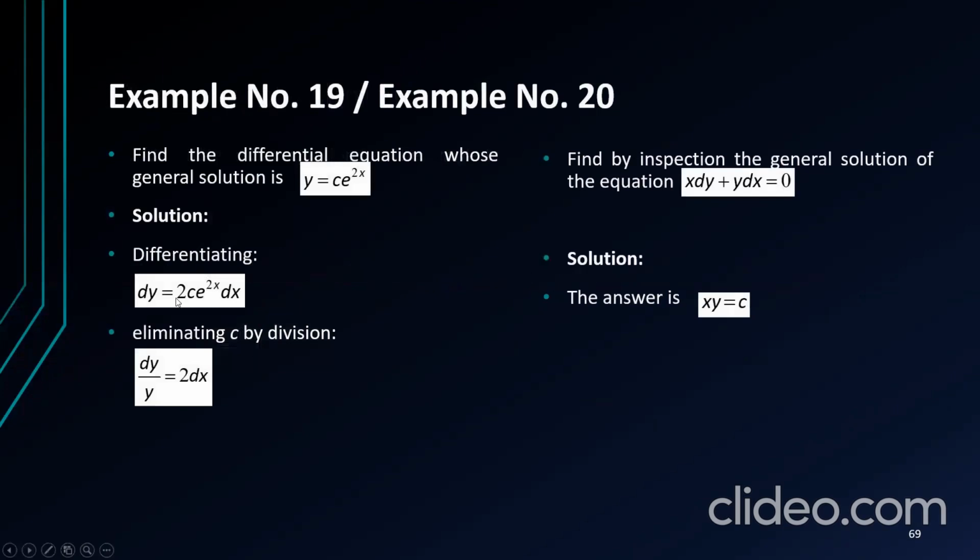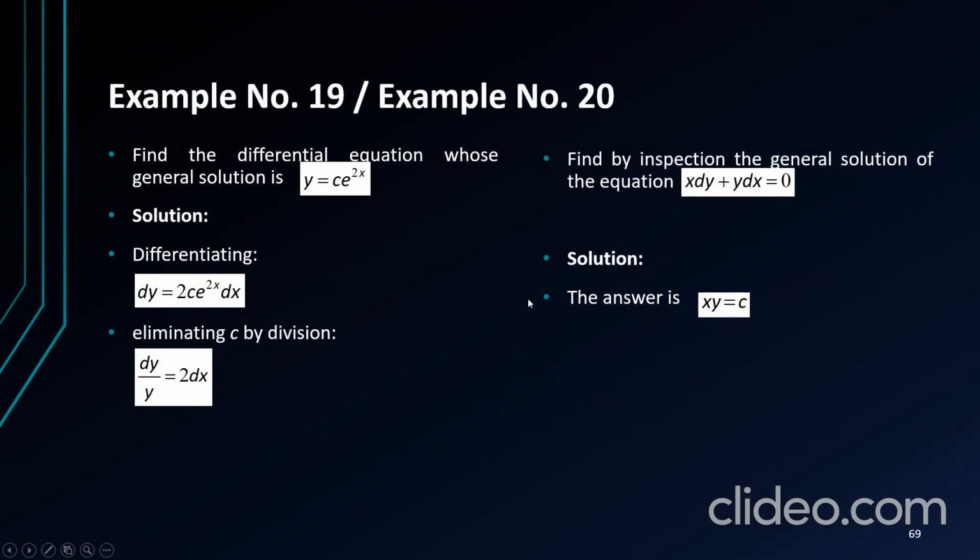Example 19 and 20. Ito yung 19, ito yung 20. Find the differential equation whose general solution is y is equal to c e exponent 2x. Solution: differentiating, dy is equal to 2c e^2x times dx. Eliminating c by division, i-divide mo ito dito. So, dy over y is equal to 2 dx. Ito yung sagot mo.